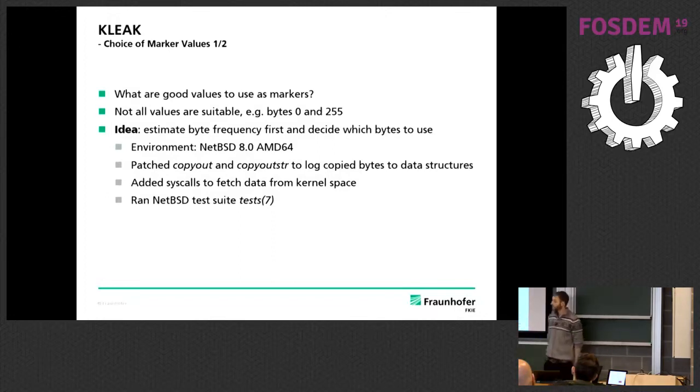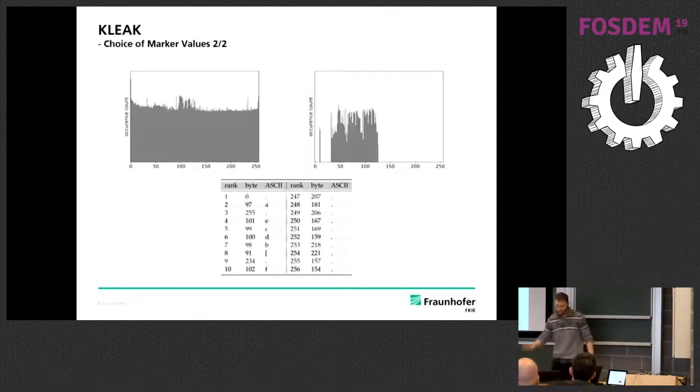In order to get a lot of interaction with the operating system kernel, we used the test suite of NetBSD tests, ATF, and I think it ran in my VM half an hour, something like that, and it provoked many invocations of copyout and copyoutstr, and that's basically the result. So on the left hand side, on logarithmic scale, you see the results of copyout, and on the right hand side you see the results of copyoutstr.